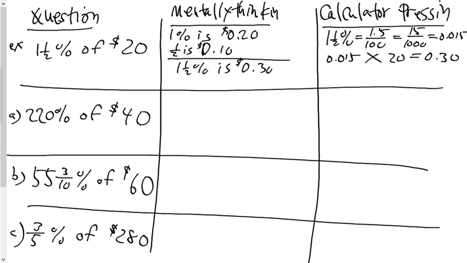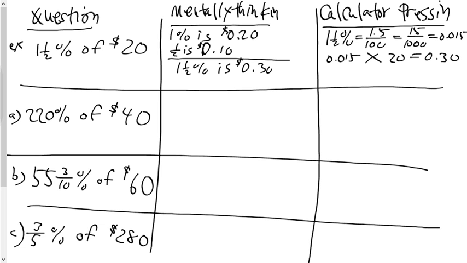Okay, this is section 4.3, and this is your example questions. After giving the notes, you're working on these questions to practice your skills of how to solve a question with mental math as well as calculator math, or as we say here, mental thinking and calculator pressing. So our first question says 220% of $40.